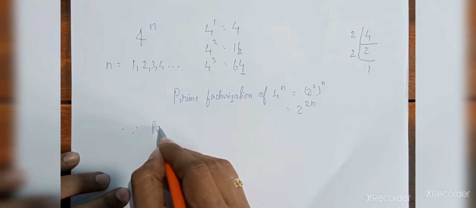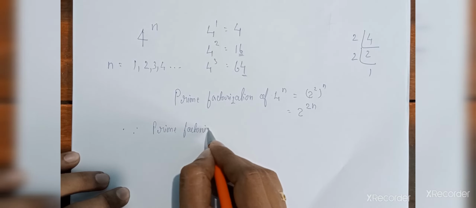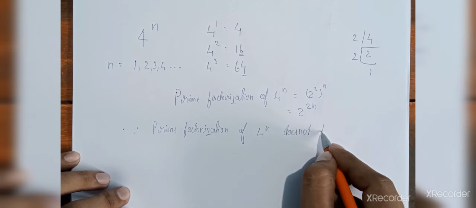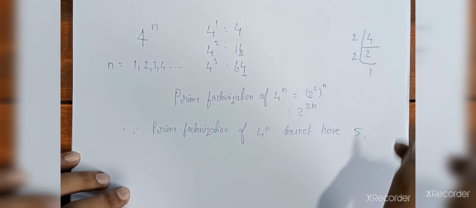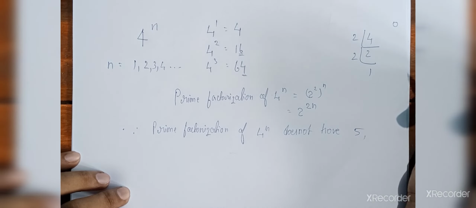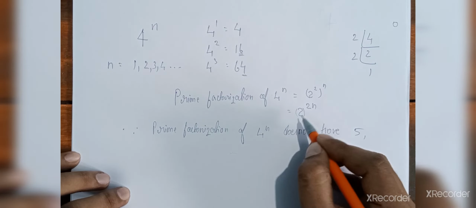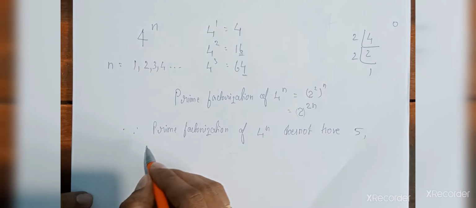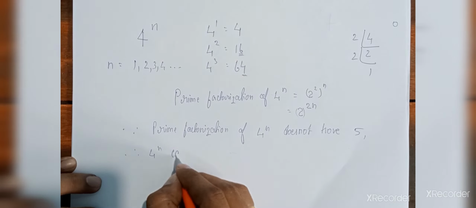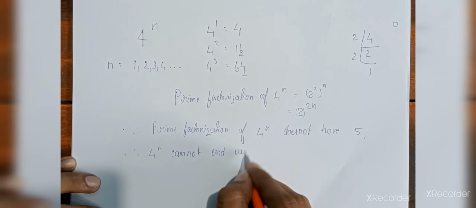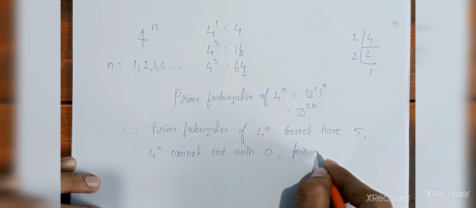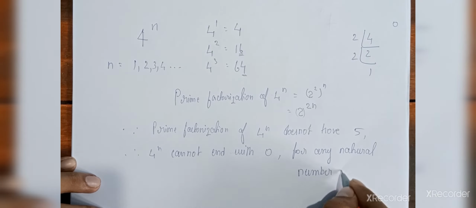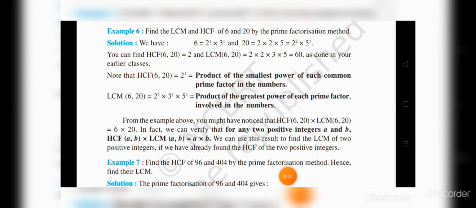Since the prime factorization of 4 raised to n does not have the number 5, and we know that any number ending with 0 will have a prime factor 5, but here we are having only 2, the prime factorization of 4 raised to n doesn't have 5. What can we say? Therefore 4 raised to n cannot end with 0 for any natural number n.